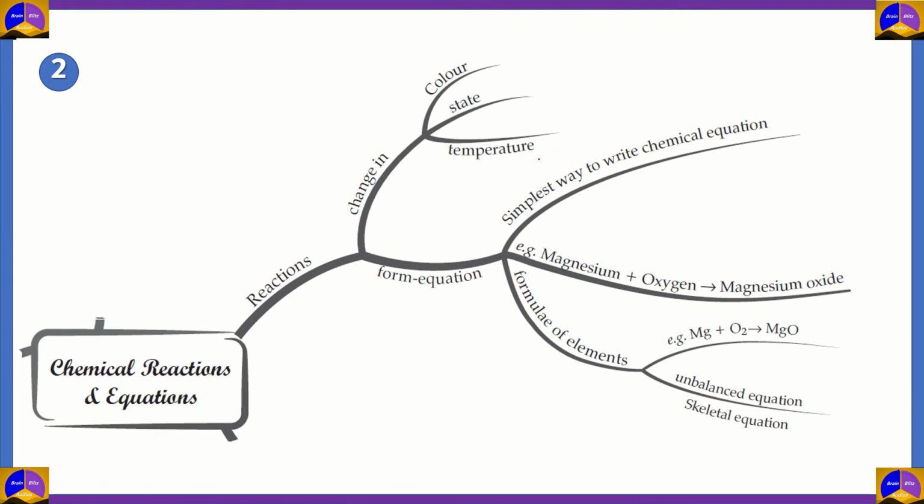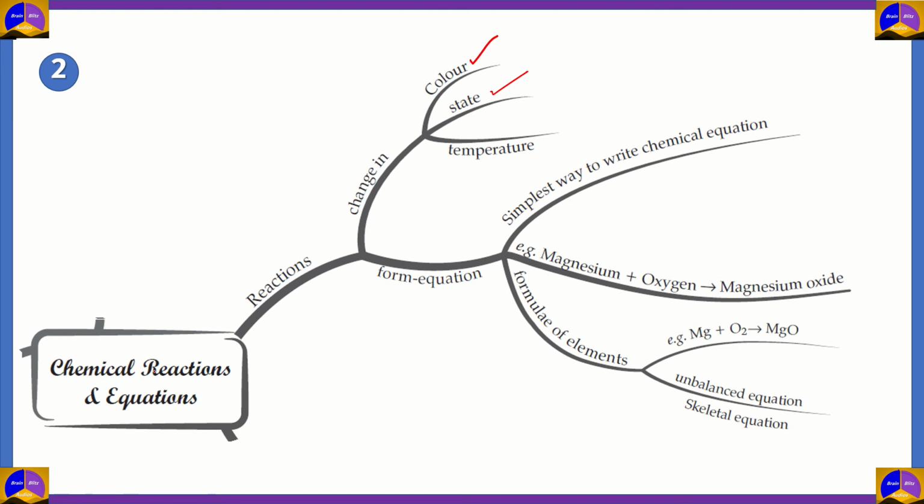Chemical reactions are characterized by various changes. For example, change in color. If you insert an iron nail into an aqueous solution of copper sulfate, you'll find that a change in color takes place. So that means that a chemical reaction took place. Change in state: hydrogen reacts with oxygen to form water. Hydrogen and oxygen are gases, while water is a liquid. And temperature is also an important indicator. You either find that the temperature has reduced due to it being an endothermic reaction, or it has increased due to being an exothermic reaction.